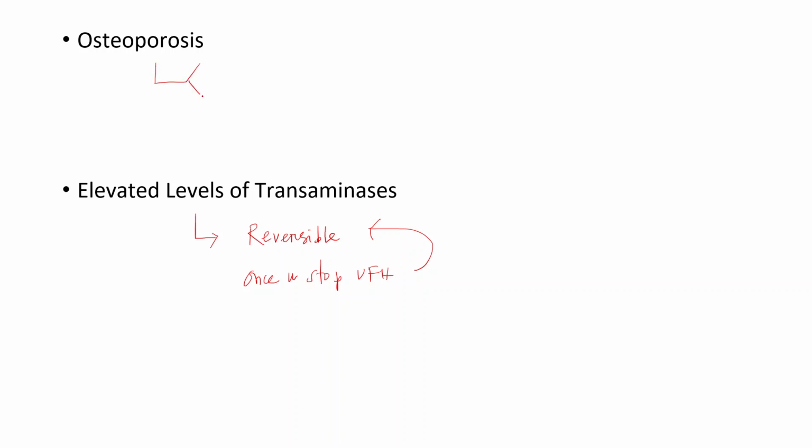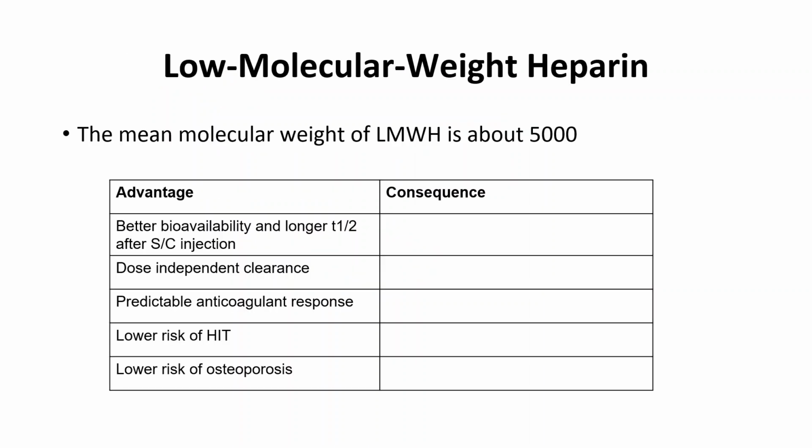The mechanism behind osteoporosis is that it causes inhibition of osteoblasts and activation of osteoclasts. So it causes both a decrease in production and an increase in resorption of bone, so that's how it causes osteoporosis. And any time we use unfractionated heparin for more than 1 month, it leads to significant risk of osteoporosis. These are the 4 adverse effects of unfractionated heparin.